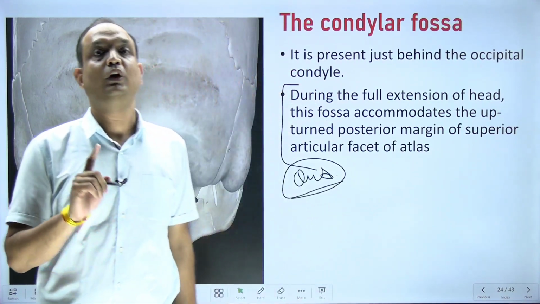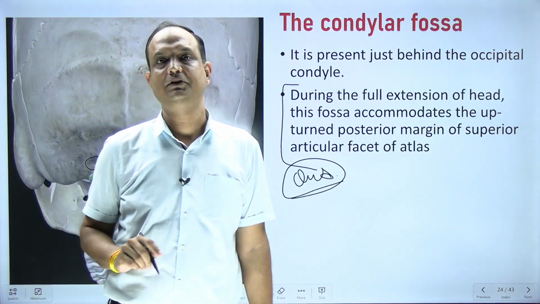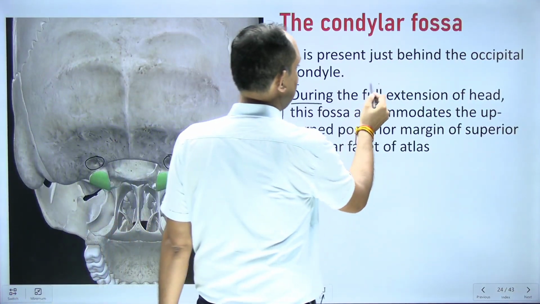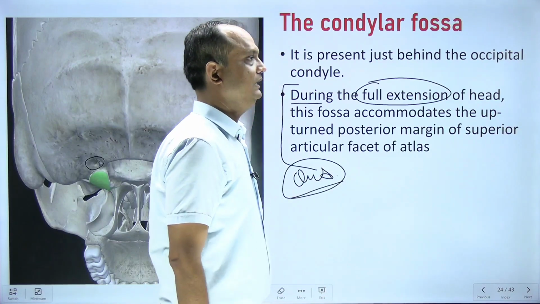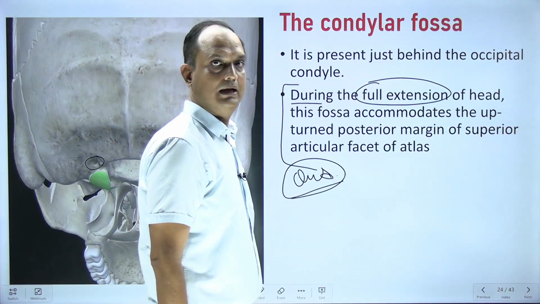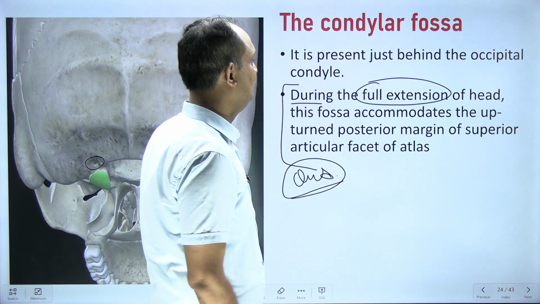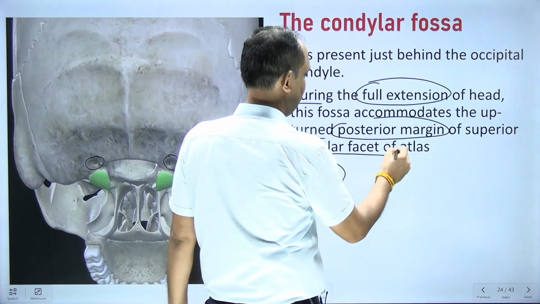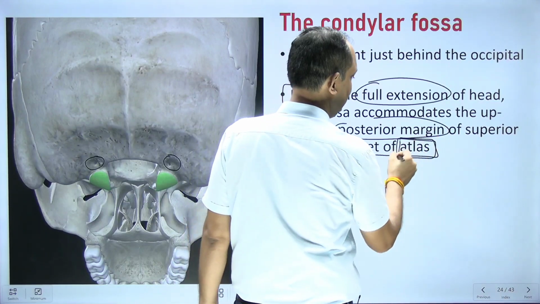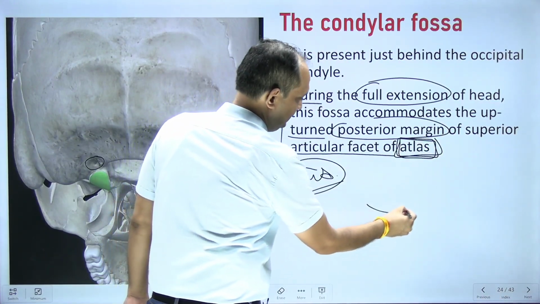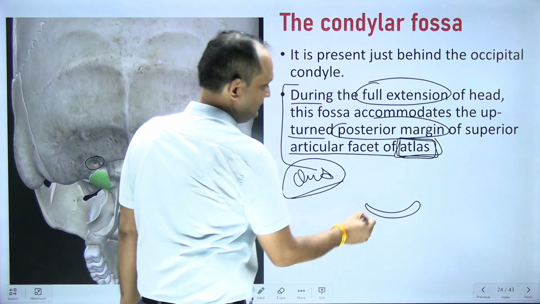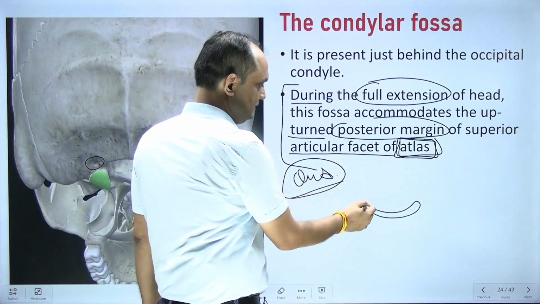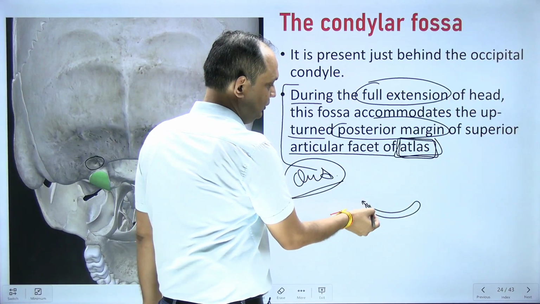Now the second thing is, what is the importance? Why is there a depression behind the occipital condyle? The answer is that during full extension of your head, when I do this full extension, what will happen? This fossa accommodates the upturned posterior margin of the superior articular facet of the atlas. Keep in mind that the articular facet of the atlas is of this shape, and when you do the movement, this posterior projection will go and accommodate in the fossa.